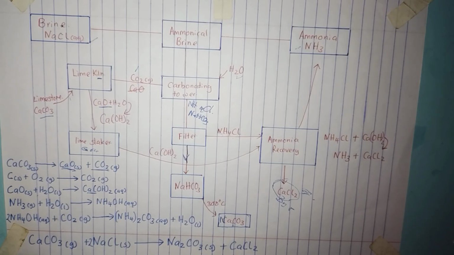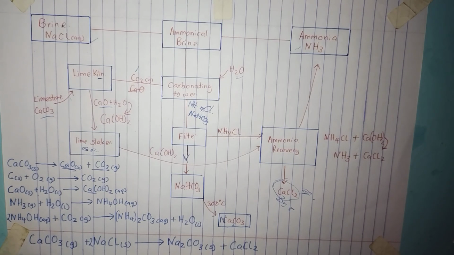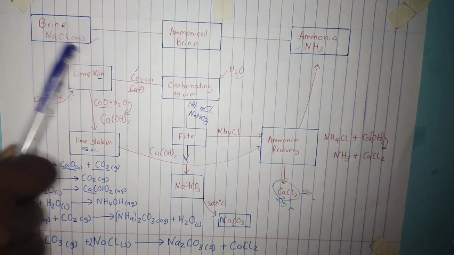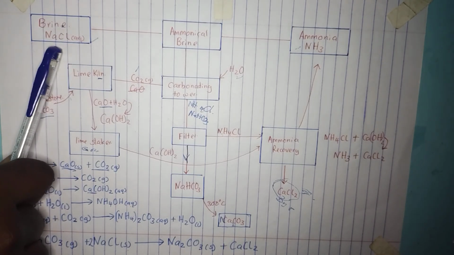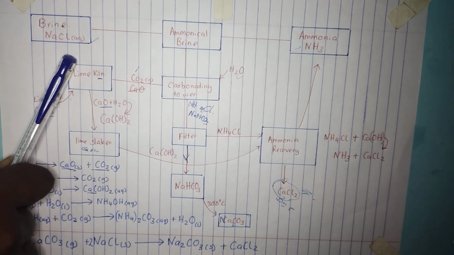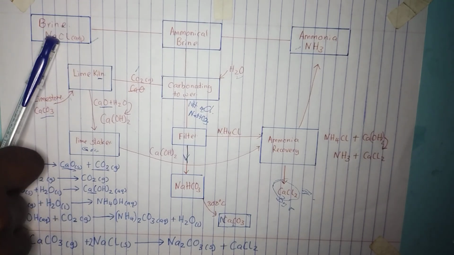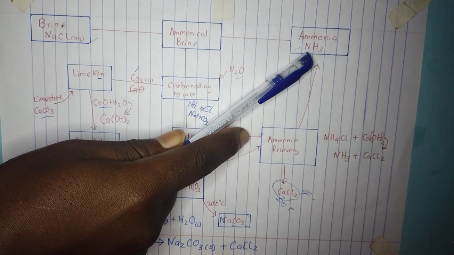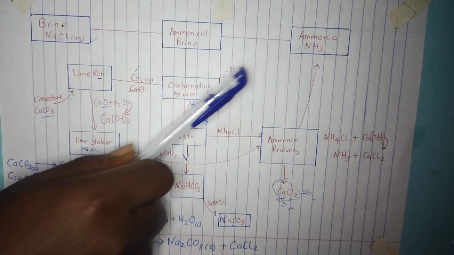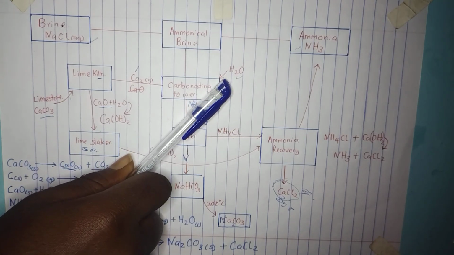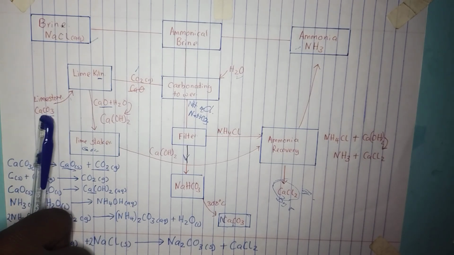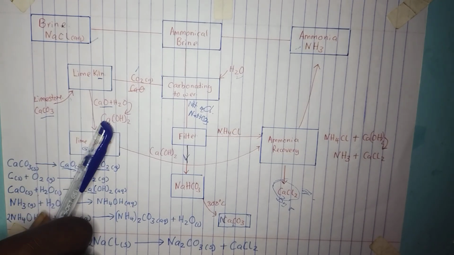So the raw materials for the Solvay process are brine, which is concentrated sodium chloride. Sodium chloride is table salt, but when it is very concentrated, it's called brine. There is also ammonia, which is another raw material required. There is also water, and there is also limestone, which is calcium carbonate. We shall get its use when we explain it.